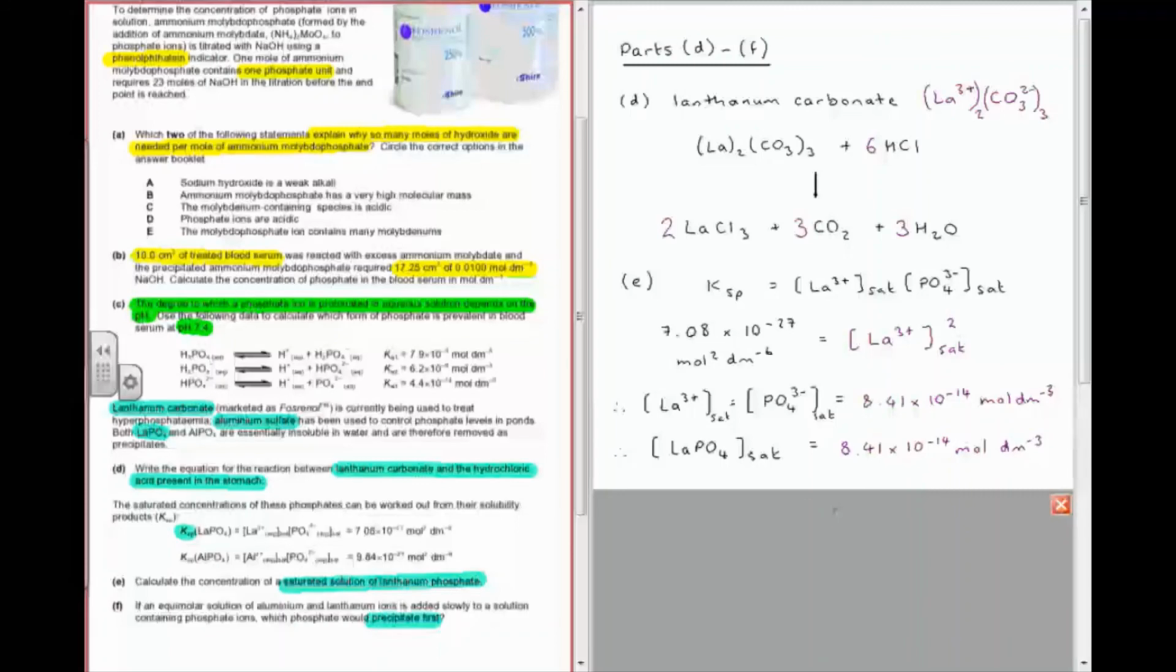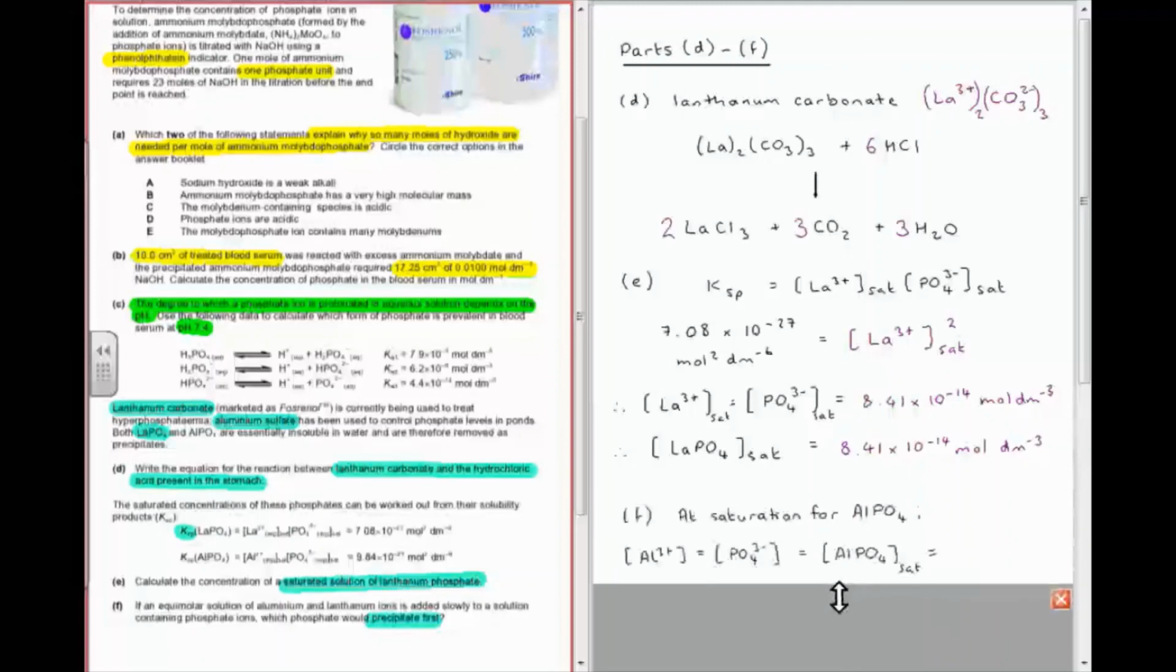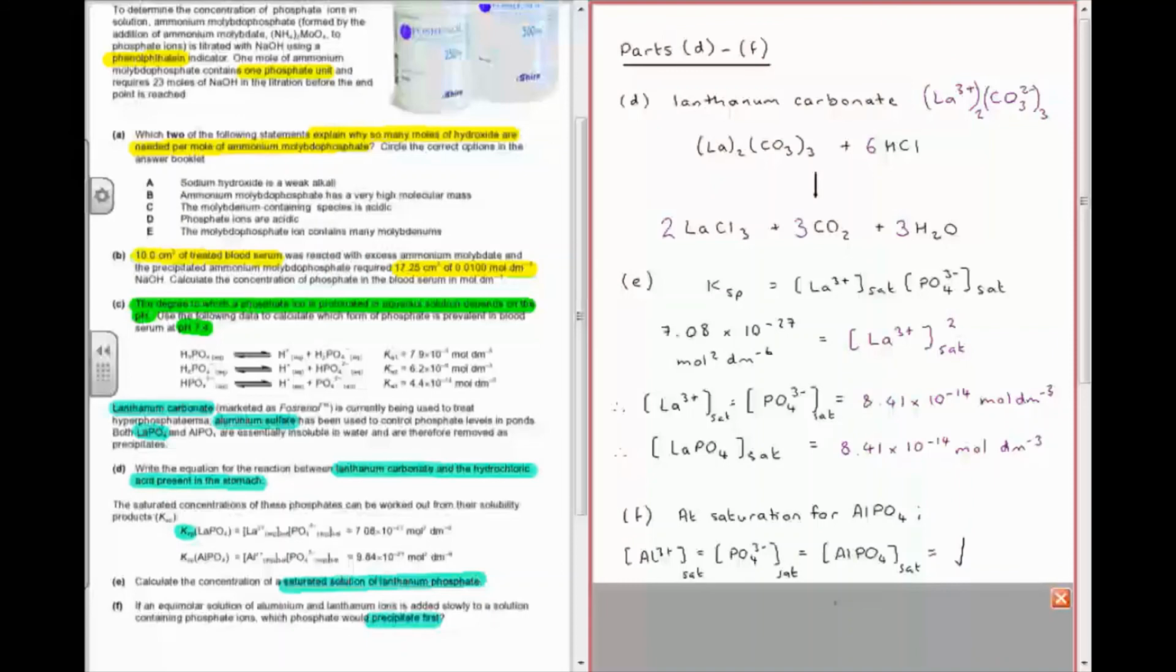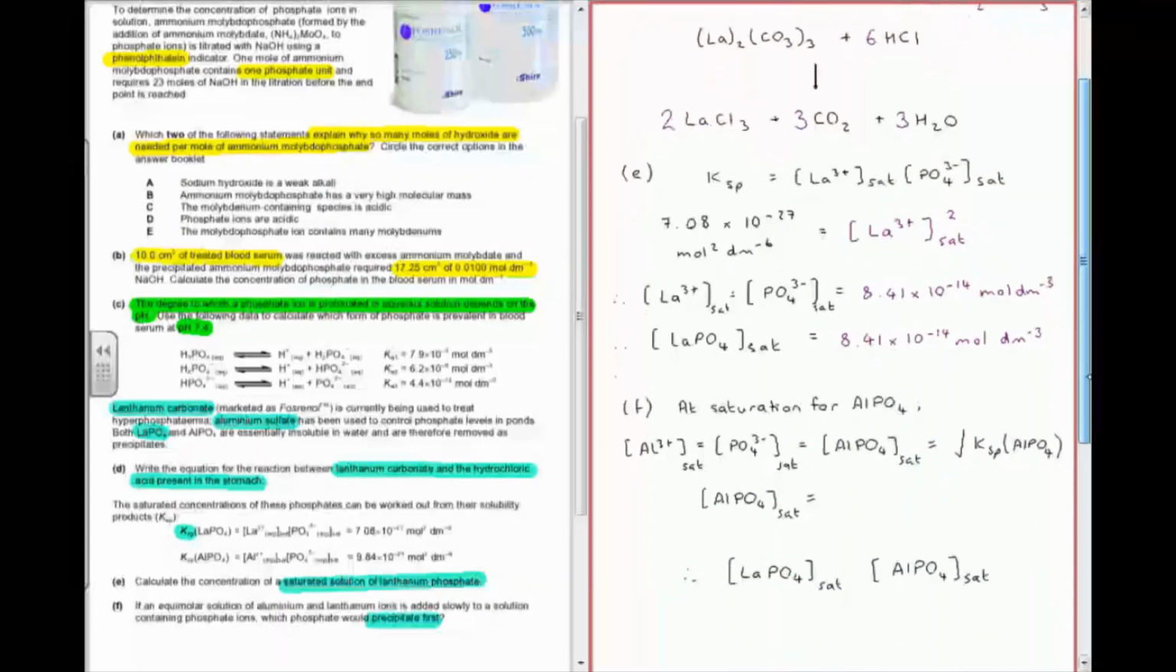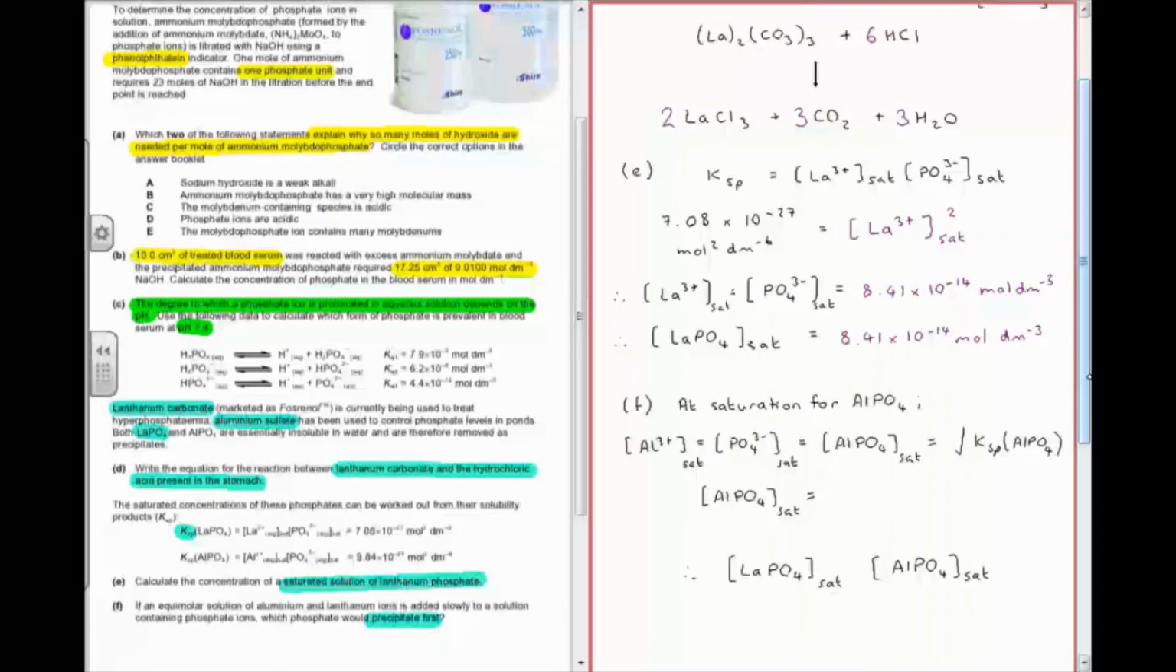If we do an identical calculation to that we performed in part E, but this time for aluminium phosphate, since it too contains an equal number of aluminium and phosphate ions, then we can say that the concentration of aluminium ions at saturation will be equal to the concentration of phosphate ions at saturation, which will be equal to the concentration of aluminium phosphate at saturation, which will be equal to the square root of KSP for aluminium phosphate. And so if we do this calculation, we can calculate that the concentration of aluminium phosphate at saturation will be equal to the square root of 9.84 times 10 to the minus 21, which is 9.91 times 10 to the minus 11 moles per decimetre cubed.